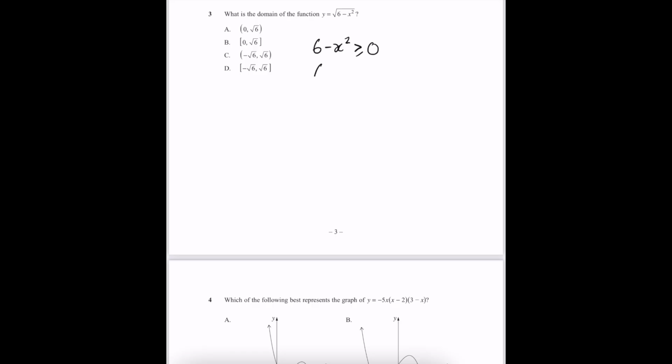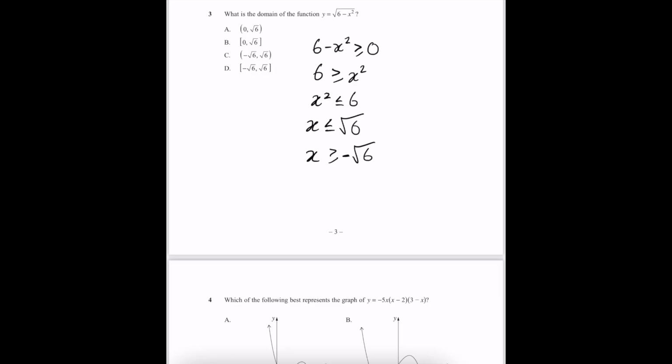And we solve for this. So 6 is greater than or equal to x squared. We can just flip that around. And to solve this now, we get x is less than or equal to the square root of 6. But we also have a negative case. And in the negative case, we flip the inequality. So negative root 6. So x is greater than or equal to negative root 6.